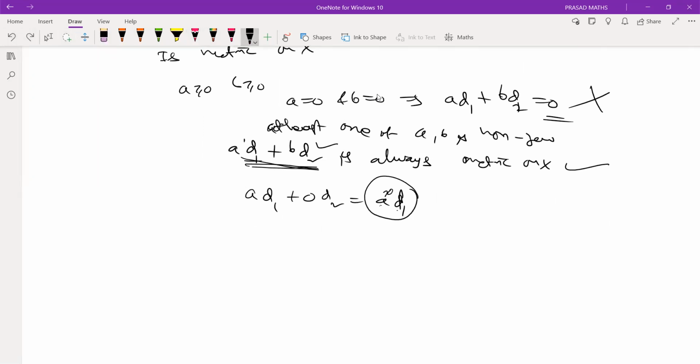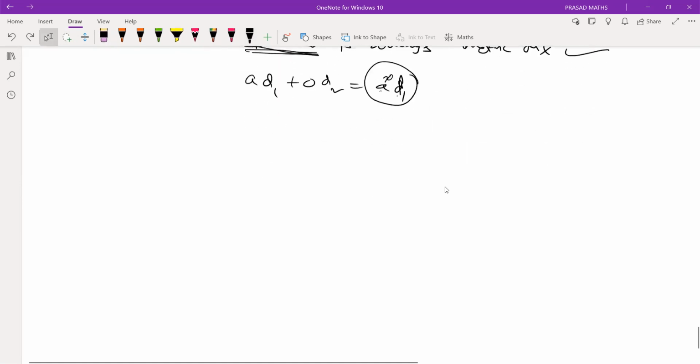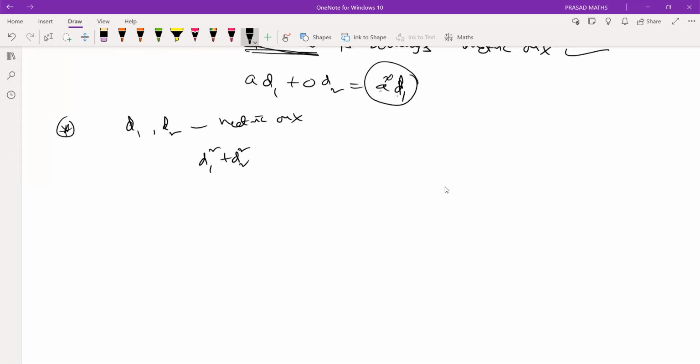Okay. So we have seen the algebra of two metrics: sum, difference, quotient, and products. Now suppose d1, d2 are two metrics on the same set X. Consider d1 square plus d2 square, whole power 1 by 2. Is it a metric?